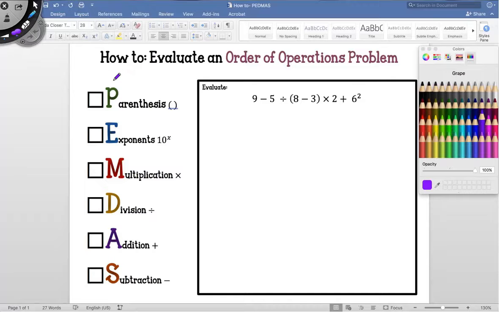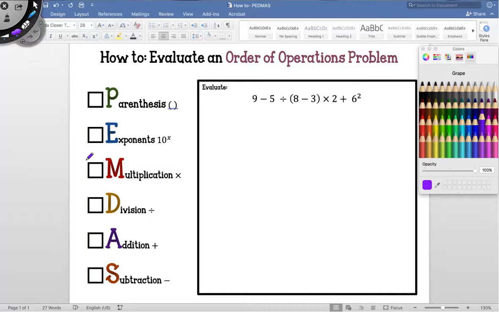The first thing that you would do is you would go through and ask yourself, does my problem have any parentheses? Your problem sometimes may not have parentheses. In this one it does, so that would be the first thing that you would do. And then once you have evaluated that part and solved what's inside of the parentheses, you would move on to exponents. You would ask yourself, does my problem have any exponents? In this case it does, but it may not always. So then you would evaluate that part of the problem.